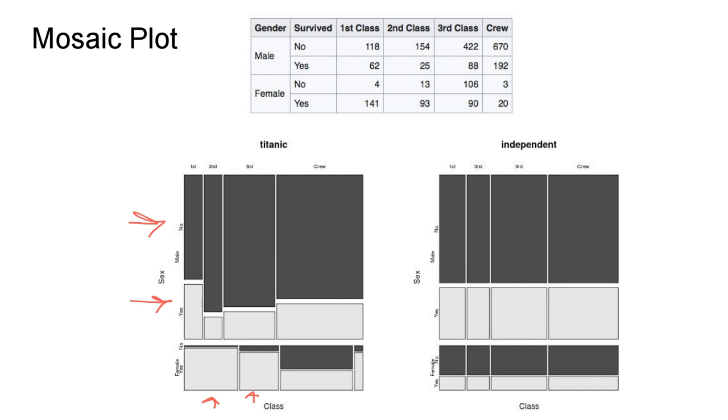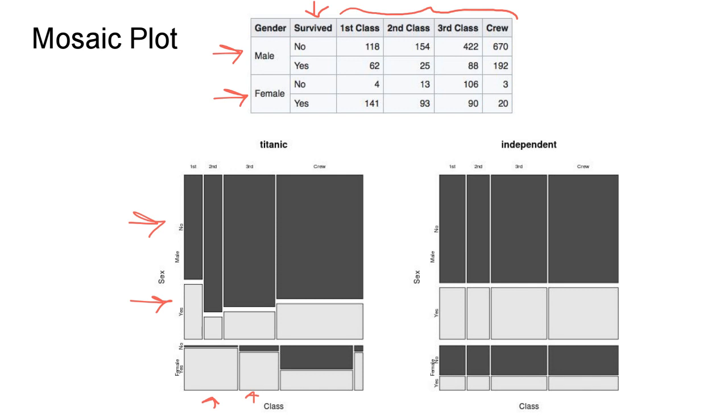So let's look at this data table here from the Titanic. So this is based off the Titanic here. And so how we're broken up here is whether they survived or not. So that's one category, survival. One category is gender, male or female. And then the third category here is kind of what part of the ship they were. Were they first class, second class, third class, or part of the crew?